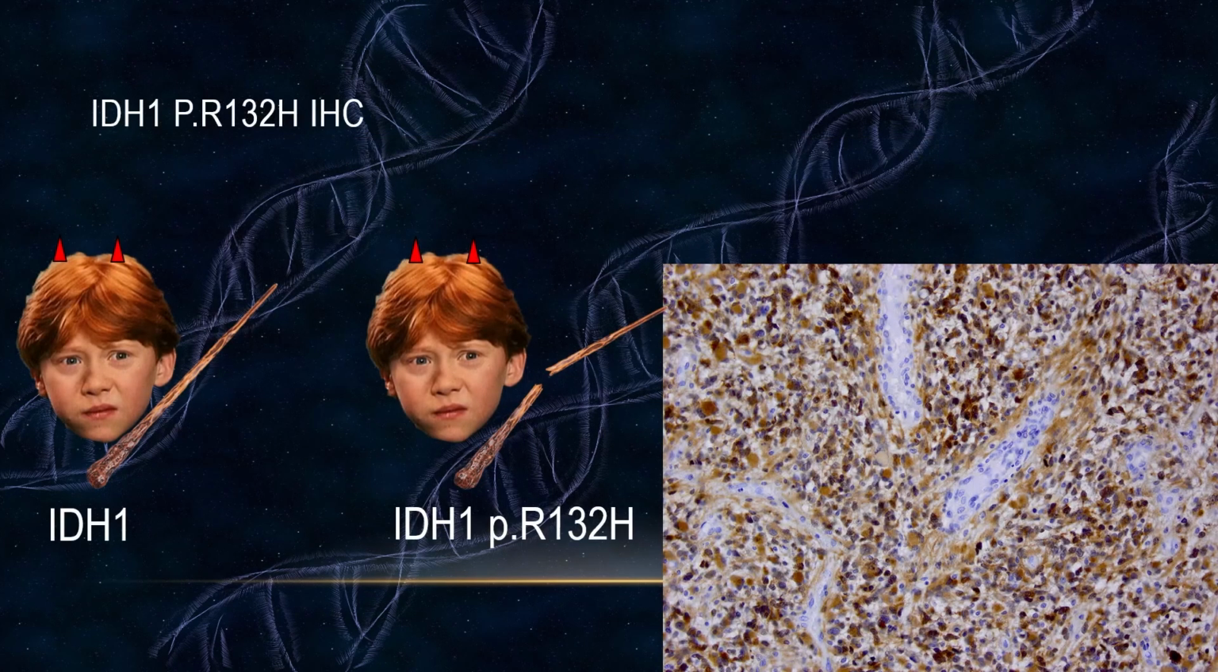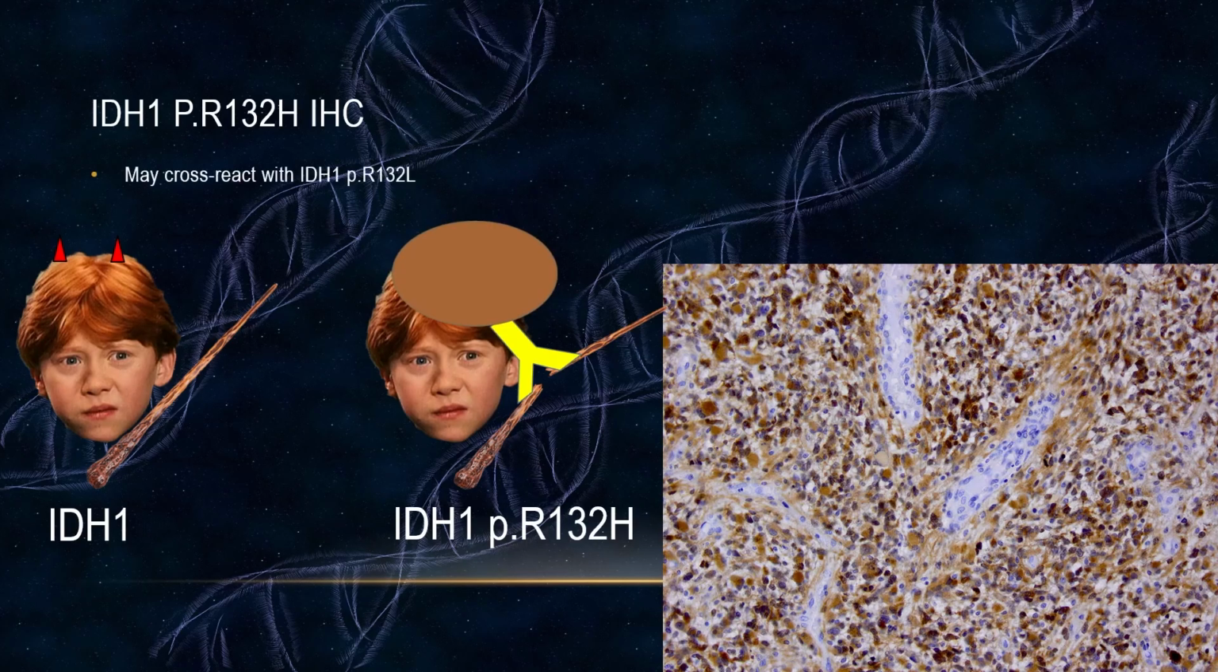This can be detected molecularly by sequencing assays like NGS or more focused ones, but it can also be detected by IHC, and this is a mutation-specific antibody. So you're not just looking for IDH1, because that's always going to be expressed. You're looking for the specific mutation. So there's an antibody for the R132H, and it's only going to be positive if it has that mutation. Except, sometimes there's some cross-reactivity, so the R132L could also be positive as well.